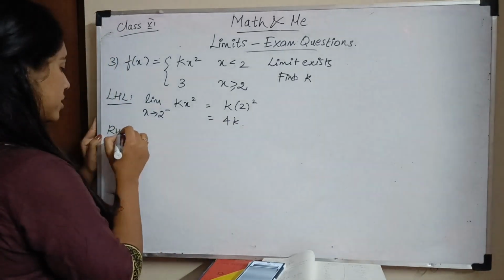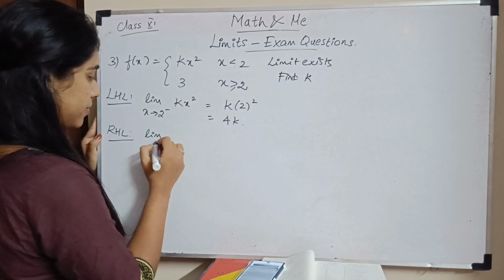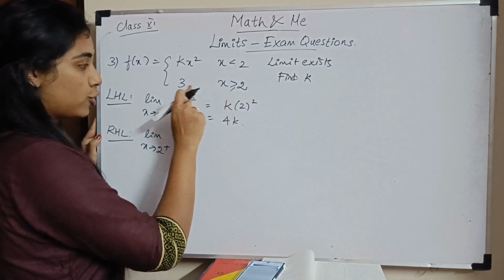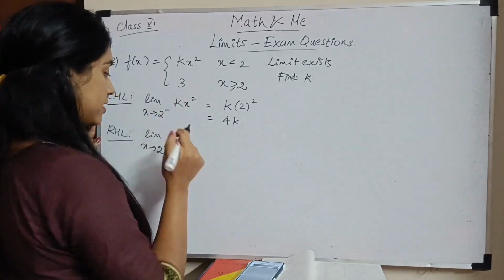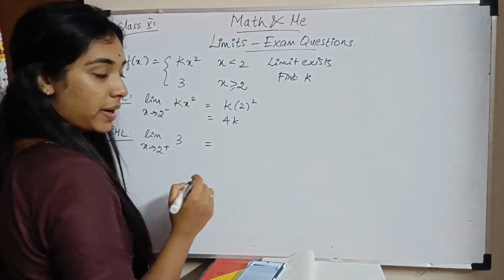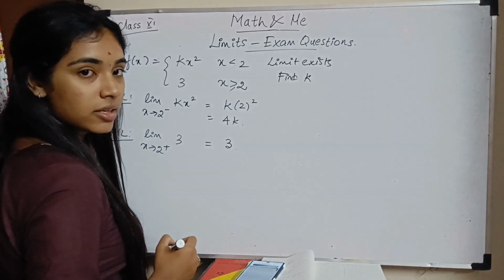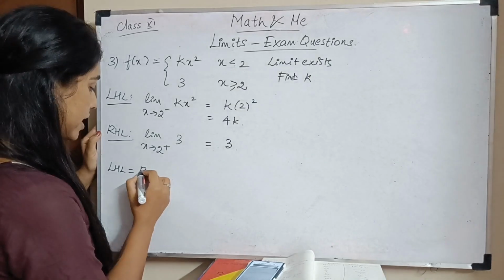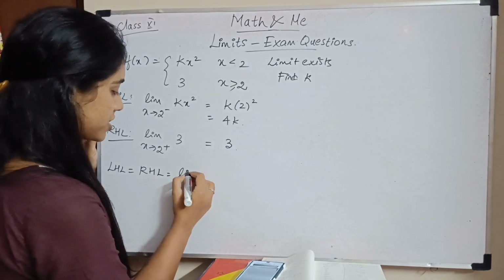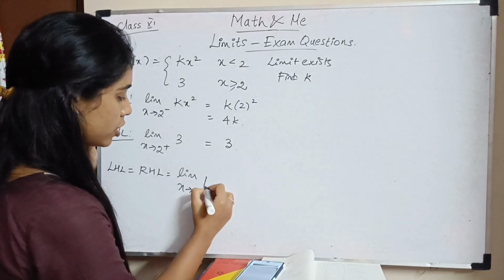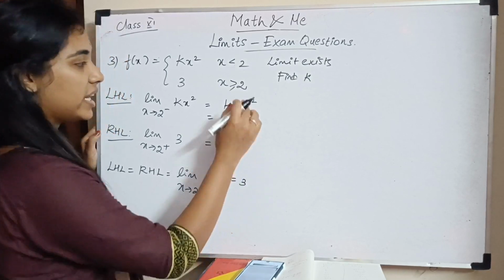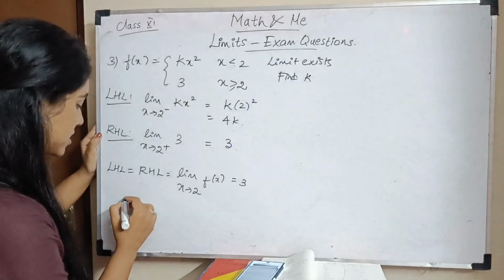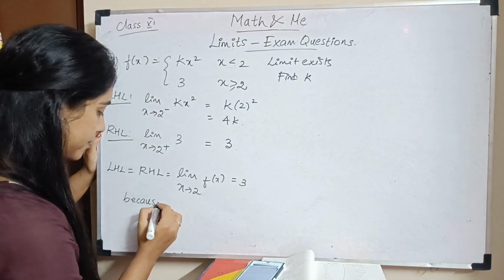What is your right hand limit? Limit x tends to 2 plus. 2 plus means x greater than or equal to 2. So what is the value? It is 3. It is independent of the value of x. It is another 3. So what do you have? The left hand limit is equal to the right hand limit, which is equal to limit x tends to 2 of f(x), which is equal to 3. It is again 3. This is given because the limit exists.